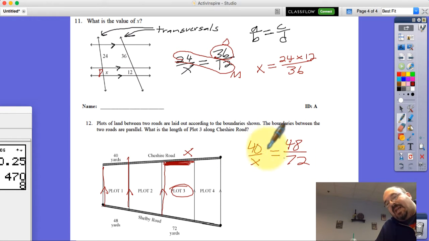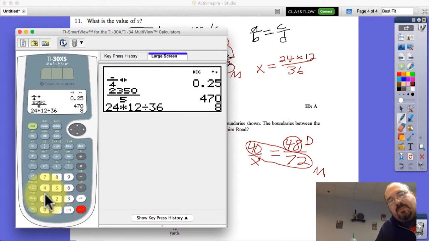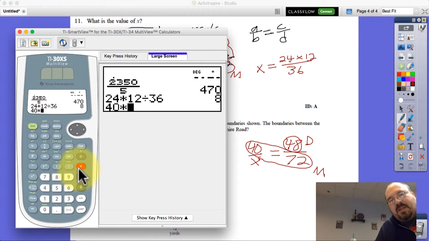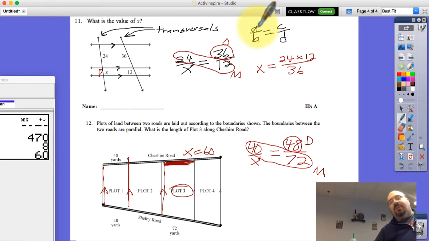I look for the diagonal that has two numbers, and I multiply, and then divide by the number that's by itself. That's a short way of doing cross multiplication. So 40 times 72 divided by 48, I get 60. So this has a length of 60. And that's all you do.